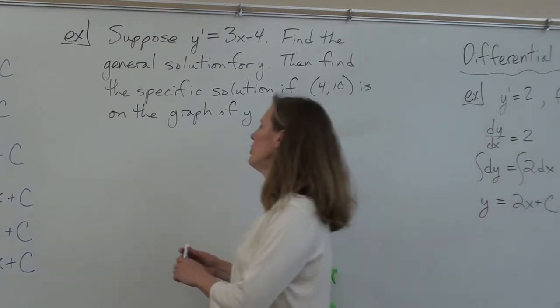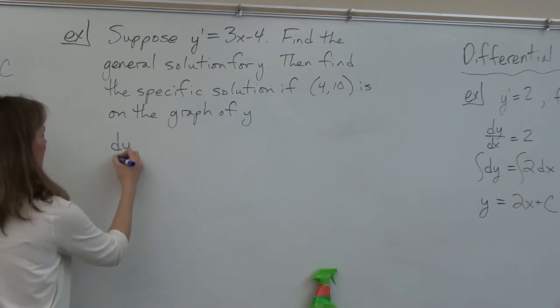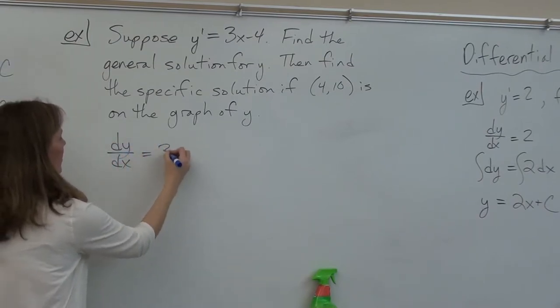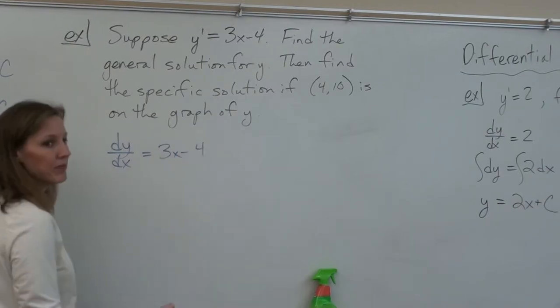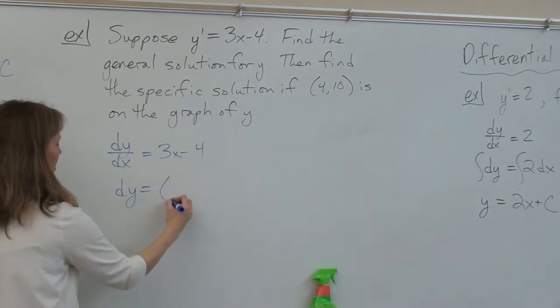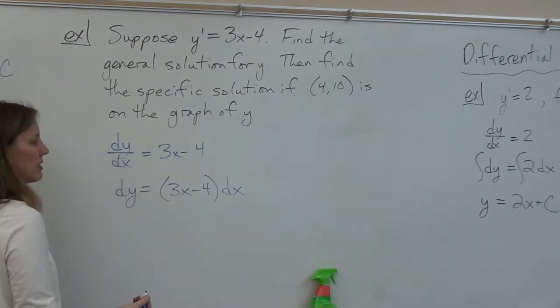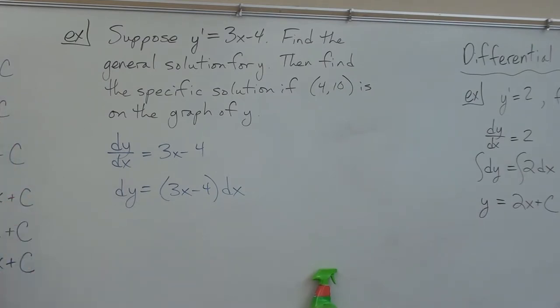Okay. What's the first thing you did? Right, changed your y prime to dy/dx. Then what? Right, move the dx to the other side, so dy equals (3x minus 4) dx. Make sure you put the 3x minus 4 in parentheses, because it's the entire quantity times dx. Now what? Integrate both sides.